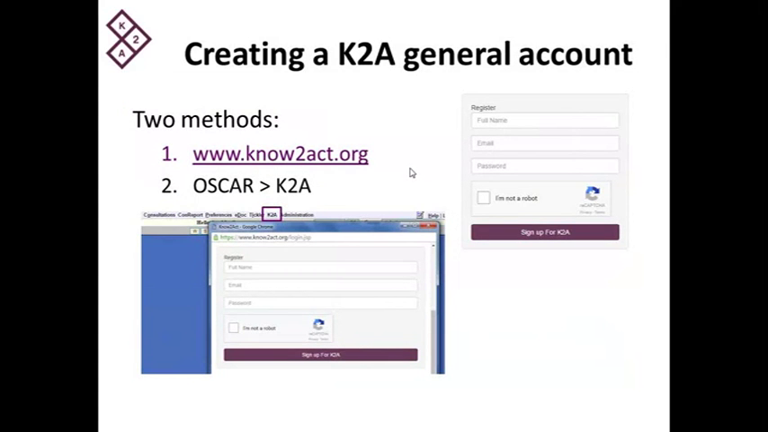So there are 2 ways to create a general K2A account. One way is through know2act.org, and Jay will show this when we switch over to the demo, but if you were to visit know2act.org, there is a register module that's available right on the homepage. Or if you are within OSCAR and don't have a Know2Act account, you can click on K2A and it'll actually present you with the ability to register for an account.